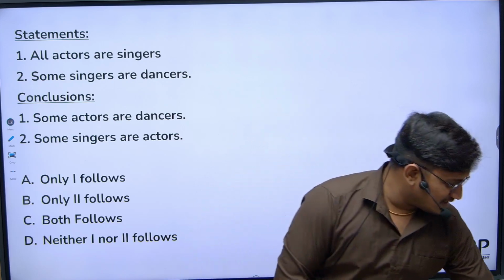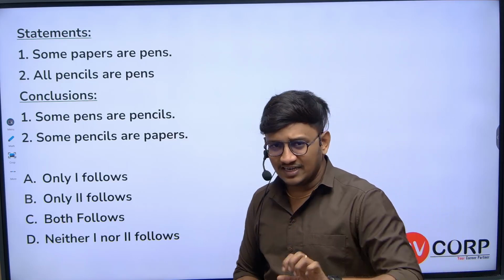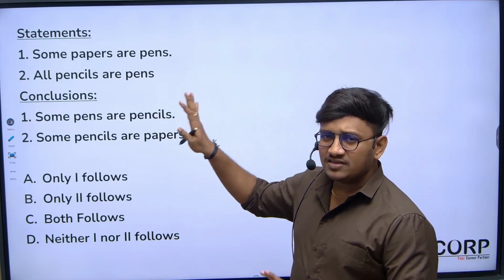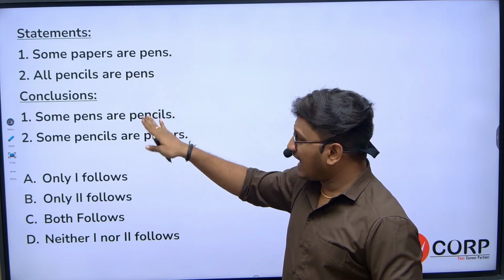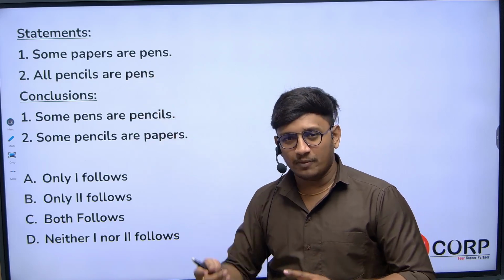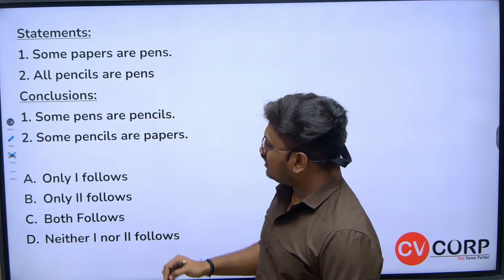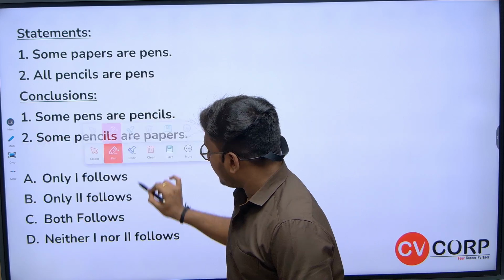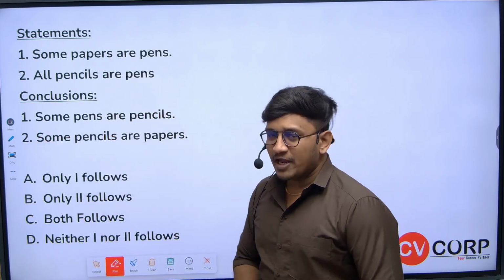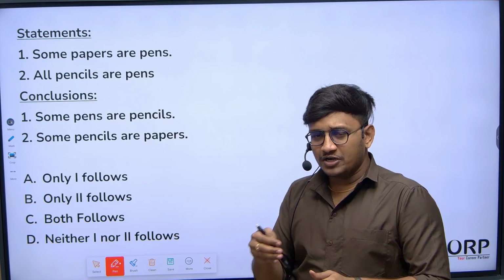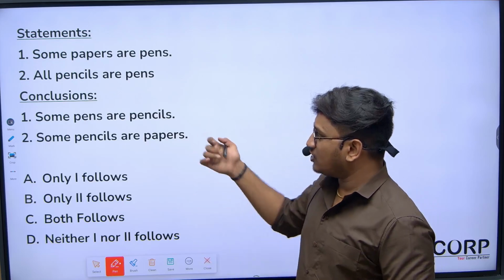So let me take one more question. First I will draw the basic diagram for the statements, and then I will tell you how to go with the negative approach. Here we have two statements. Let's say some papers are pens. Even if you want, you can try parallelly with me, so we'll solve it together.